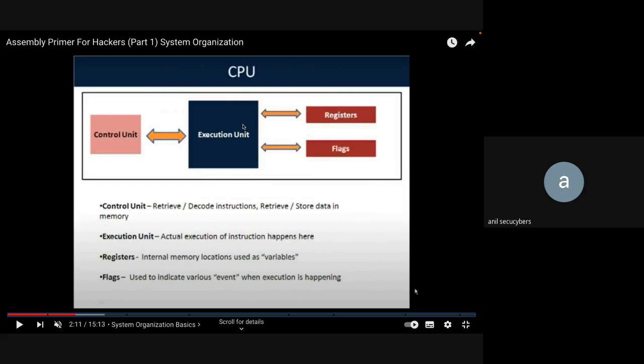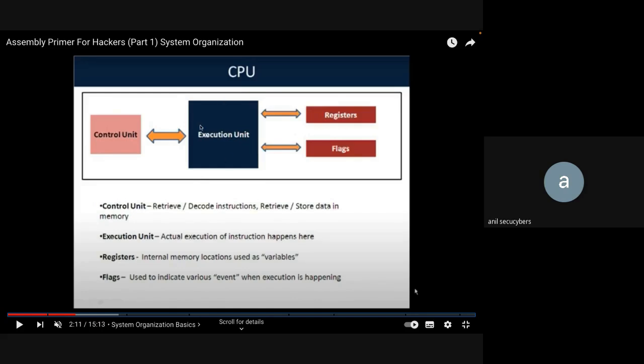During exploitation, we normally depend more on the CPU part, and we try to understand at a more in-depth level what the CPU is all about. So the CPU has four different kinds of units. One is the execution unit, then it has the control unit, then it has registers, and then it has flags. The execution unit is the part where the actual calculation happens. Let's say there's an instruction like a equal to 5 plus 6, so that addition will take place in the execution unit.